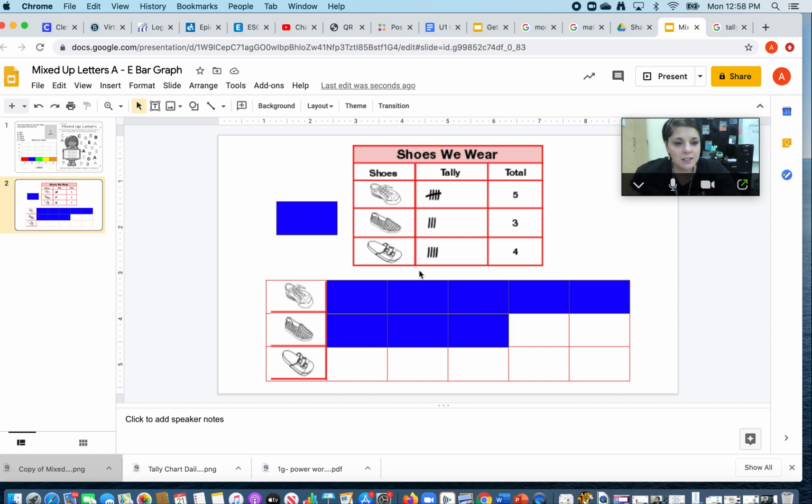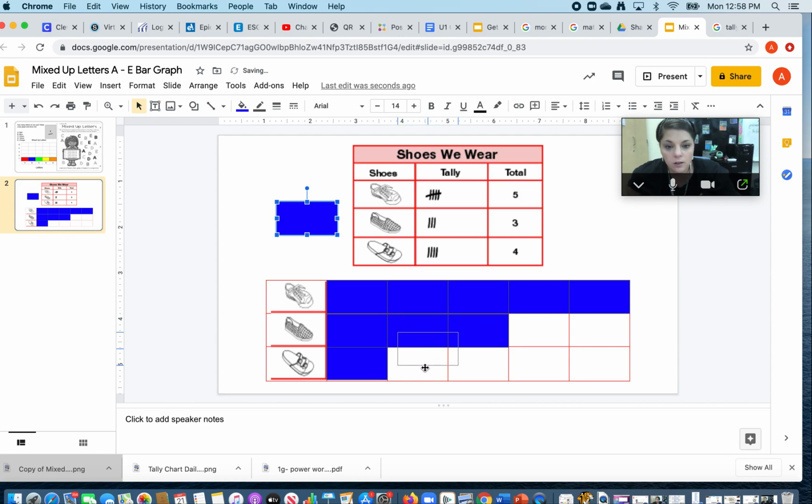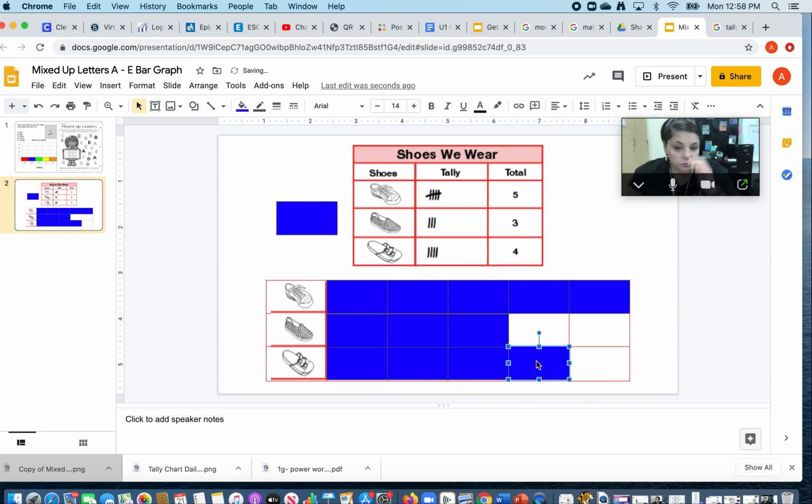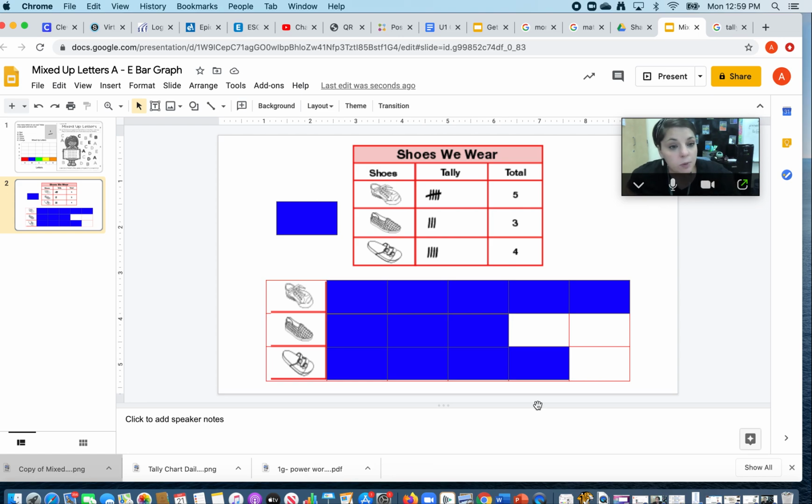Good. What about the sandals? How many sandals did they have? 4, right? So let's put 4 on. 1, 2, 3, 4. Okay, so now look at my bar graph. Can you tell a difference in the information even though it's all the same color? Yeah. Could we have changed the colors in the bar graph to make it easier to read? Absolutely. So that's one trick that you can use when you make your graph, is to make sure that the bars are different colors so that people can easily get the information.